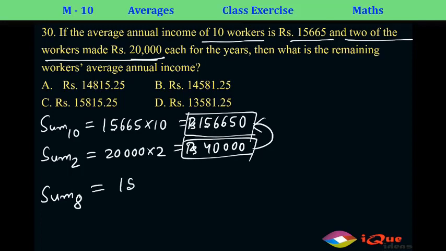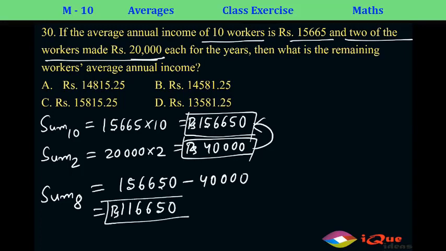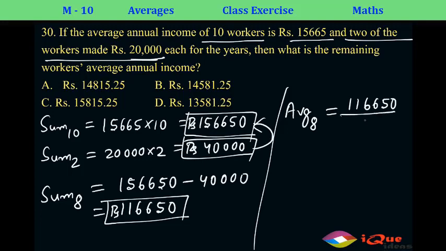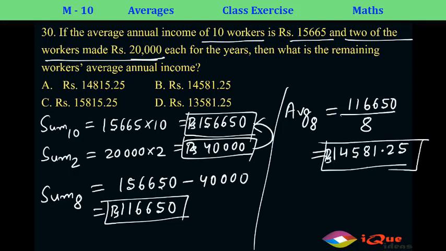Alright. Now, if you subtract 40,000 from this, you will get the sum of the remaining 8 people. That will be 156650 minus 40,000, which is 116650 rupees. This is the sum of those 8 people. That means the average of those remaining 8 people will be 116650 divided by 8. So do the normal division and you get 14581.25 rupees. If you look at the options, option B, 14581, is the correct answer. Alright, so 14581.25 is the correct answer.